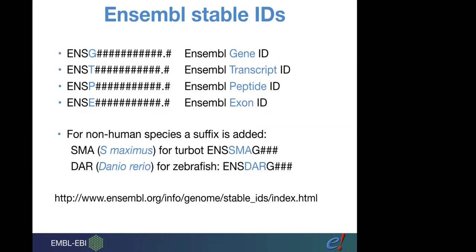And I just wanted to mention here about Ensembl stable IDs. All of our features have an assigned unique Ensembl stable ID, and these are composed of the ENS prefix, which stands for Ensembl, and then a letter indicating the type of the feature. It would be G for gene, T for transcript, P for peptide, and E for exon, and so on. And then we also have Ensembl stable IDs for gene trees and transcription factor binding motifs as well. The stable ID has an 11-digit unique number. For non-human species, there's also a suffix added indicating the species. For example, we have SMA for turbot and DAR for Danio rerio, zebrafish. And you can find the full list or complete information by going to the link on my slide.